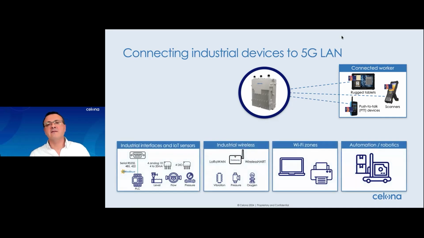In real industrial environments, you rarely have only a single device class, right? You have AGVs, robots, devices that only support maybe Wi-Fi, legacy industrial equipment that speaks serial or field bus protocols, and sensors that use technologies like WirelessHART or LoRaWAN. The question is, how do you bring all these devices, legacy devices, into the same operational system without forcing total replacement of these devices? And the answer is really gateways.